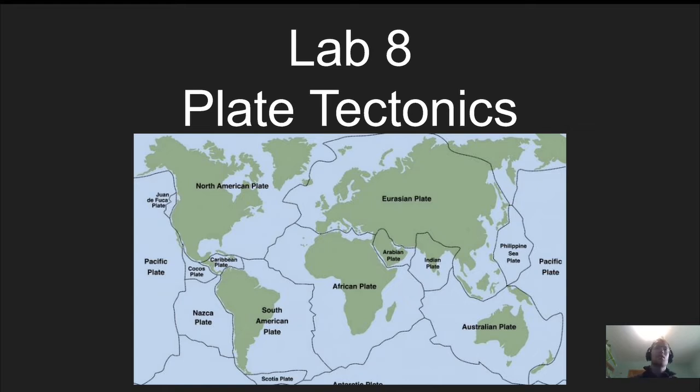Plate tectonics is a really cool topic. We're not just learning about the surface of the Earth, we're learning about what's underneath it as well.